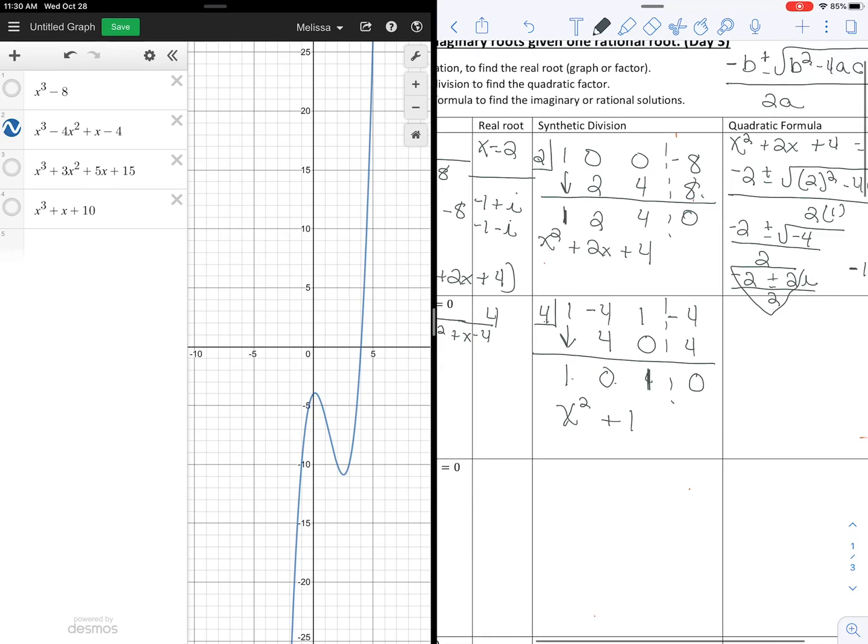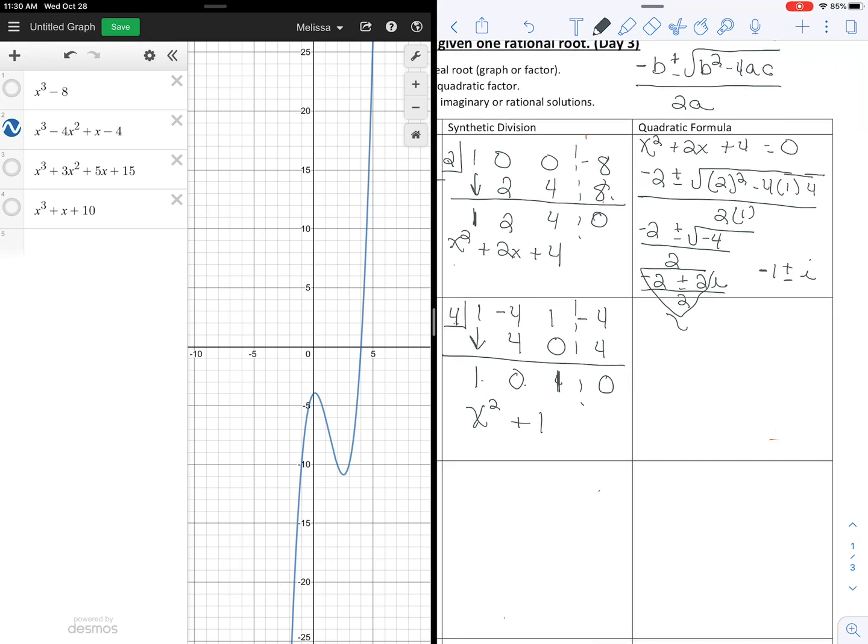So I can write this as x squared plus 0x plus 1. So I'm coming over here and I'm solving this. X squared plus 1 equals 0. Now I could use the quadratic formula, but it would be easier just to remember I can write this as x squared is equal to negative 1.